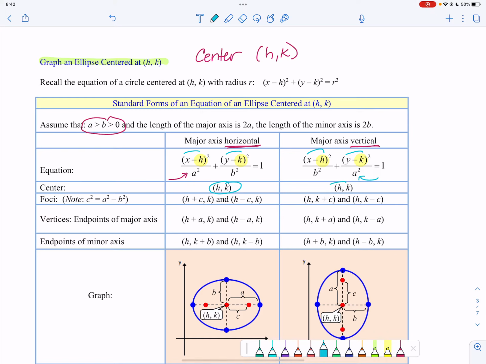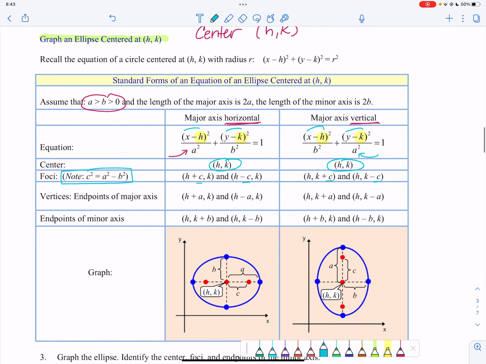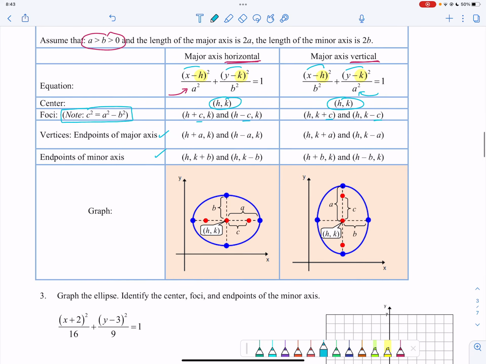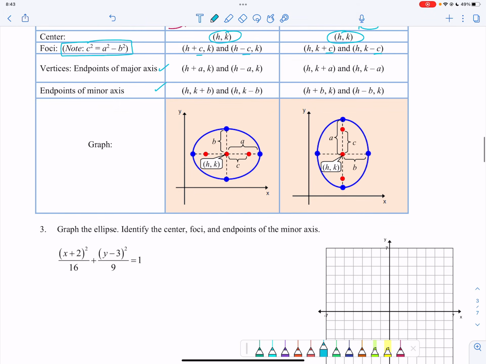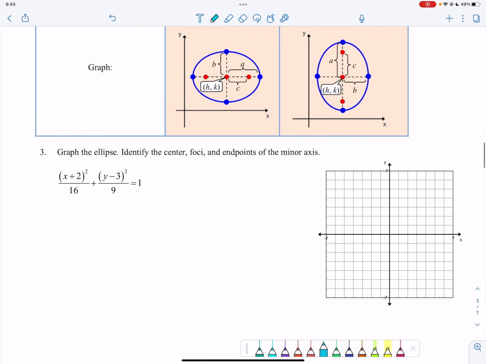Center is always (h, k). Now, if we're looking for the foci, and again, we will still use c squared equals a squared minus b squared. We will, of course, go to the right and to the left of h because the major axis is horizontal, or we will go up and down from k if our major axis is vertical. And the same things happen for the vertices and the endpoints of the minor axis. And you can see all of that here. So let's go ahead and start our first example where our center is no longer 0.